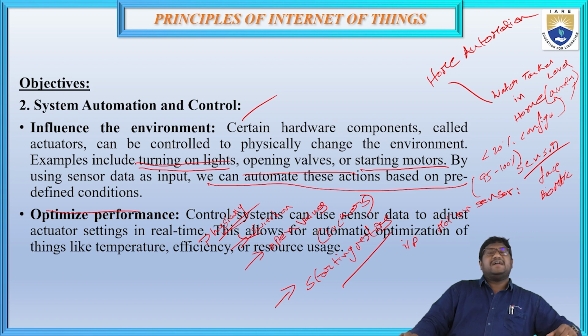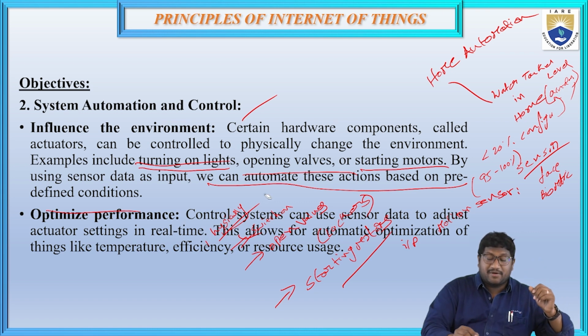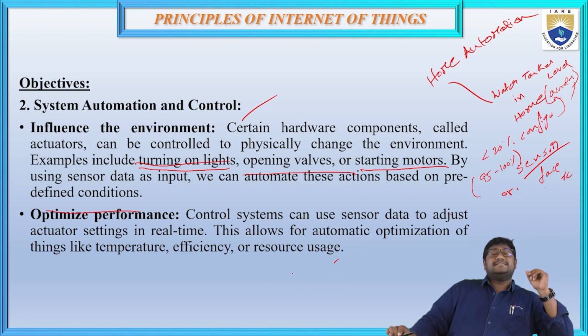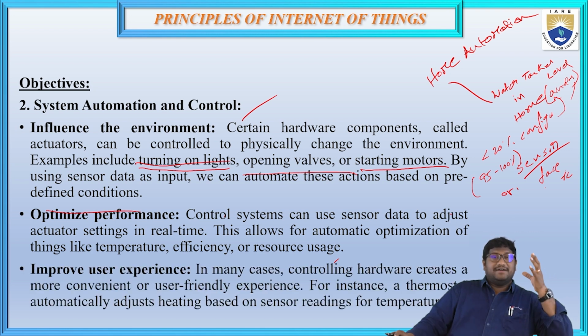And coming to the next factor, which is optimizing performance. How will this optimizing performance be done? Have a look here. In optimizing, controlling systems by using our sensor data, and also actuators, are set out at a particular time. By using this optimization of performance, things like temperature, efficiency, and resource usage, as well as many other things, are done with the help of sensor data.